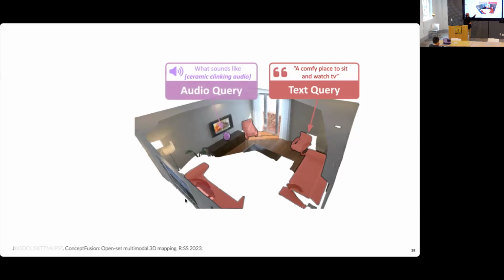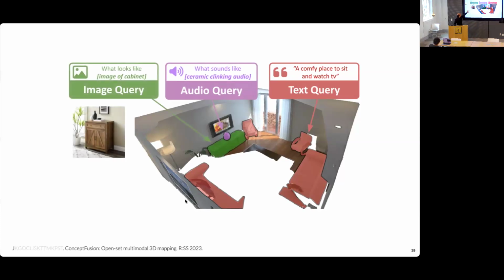There are CLIP models that are also aligned to audio representations. So you can play a ceramic clinking audio and then ask which objects in the scene might produce this sound, and you can determine it. You can also, like, this was a random cabinet image that you typically find on the first page of Google search for some cabinet, and then you can locate the cabinets in this scene.